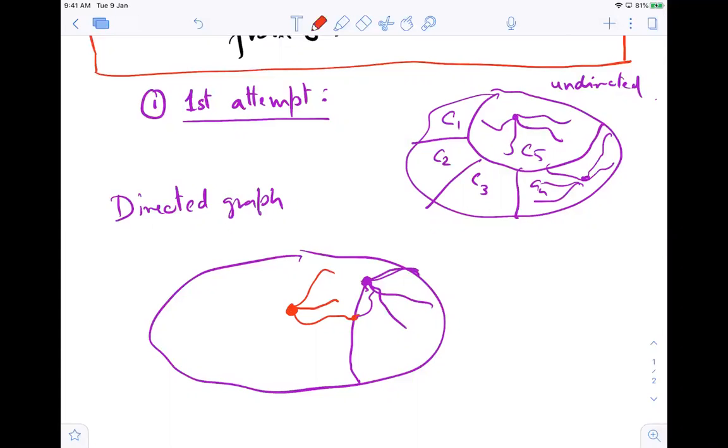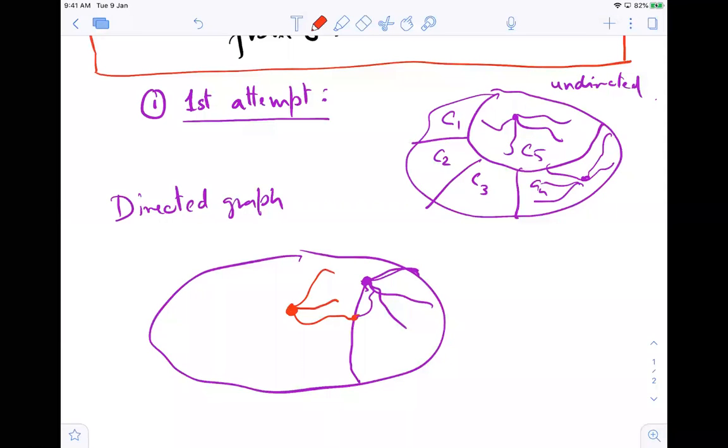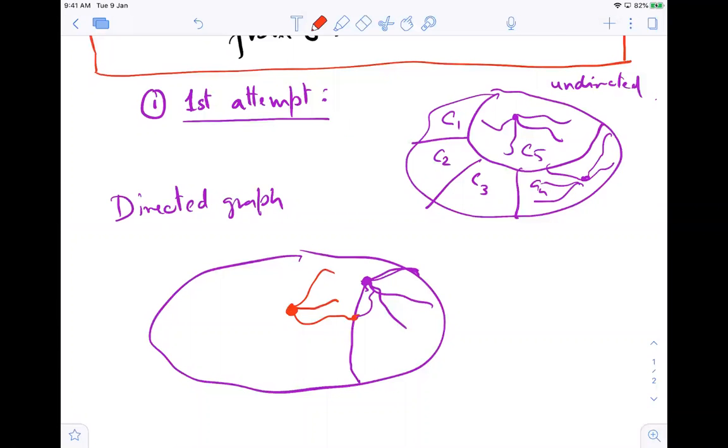It's not a partition of the vertices. In an undirected graph, the connected component is a partition of the vertices, but that is not the case in a directed graph. Okay, so what is it that gives you a similar flavor to connected components in a directed graph? Have you guys seen it in your discrete math course or something? Strongly connected components. Right. This is the concept of strongly connected components.